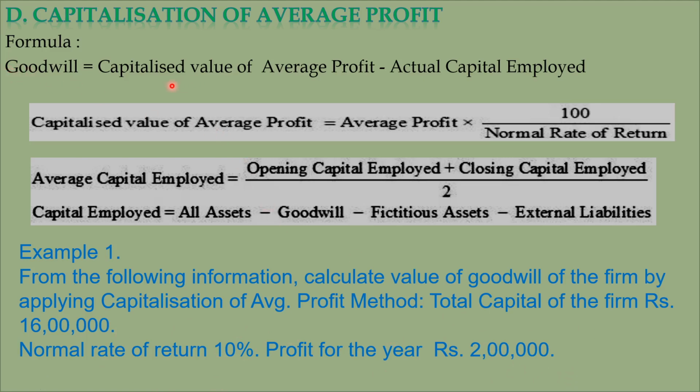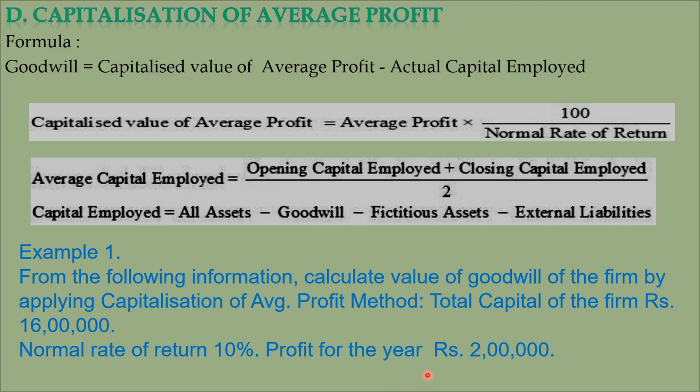See, this is a formula: goodwill equals capitalized value of average profit minus actual capital employed. So first of all, we have to find out the capitalized value of average profit. The total capital employed is provided directly, so here there is no need to find the average. That will be considered as the average capital employed.